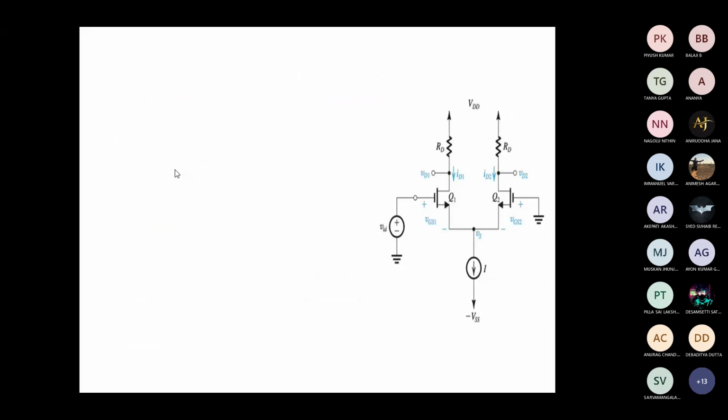Now, by changing VID, we could arrive at a voltage that will steer all the bias current I into Q1. This bias current, ID1 and ID2, depends on VID. So we can make all the bias current I flow either across Q1 or Q2. It is controlled by VID.